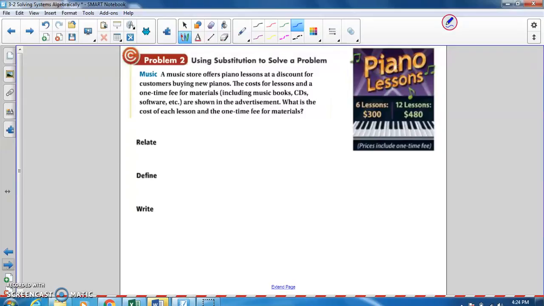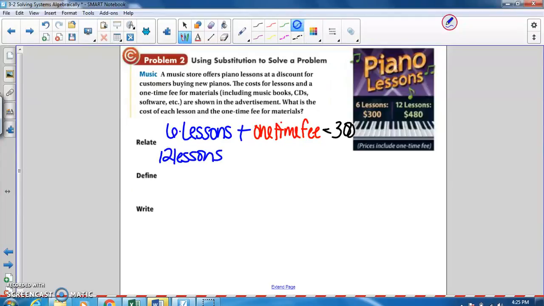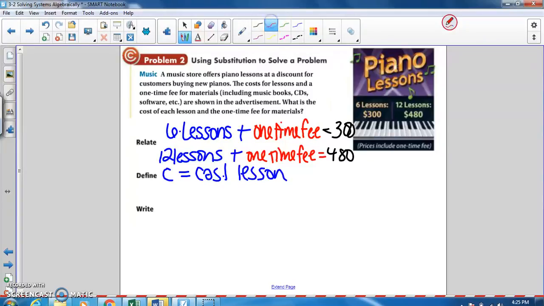We know that the cost of 6 lessons plus the one-time fee is equal to $300. We also know the cost of 12 lessons plus the one-time fee is equal to $480. We're going to define our variables. So we'll let C equal the cost of a lesson, and we'll let F equal the one-time fee.